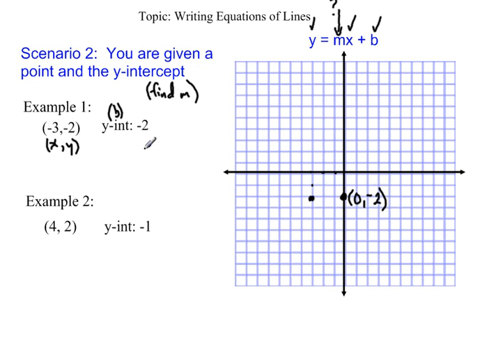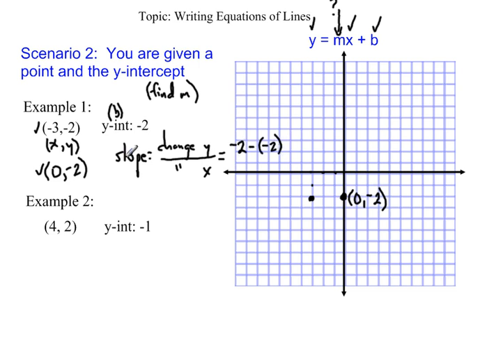And so if I'm looking for the slope, remember that slope equals your change in y over your change in x. To determine that given 2 points, and I have 0, negative 2, and I have negative 3, negative 2, I'm going to take one y and subtract the other. So we'll do negative 2 minus negative 2. Underneath, I'm going to do the same thing with the x's. Negative 3 minus 0.